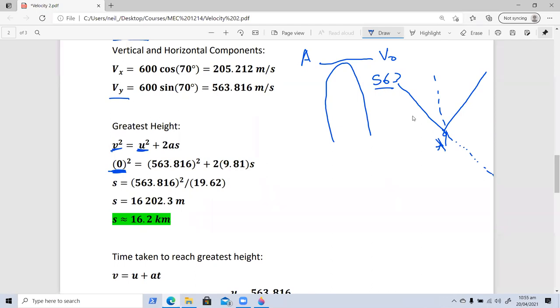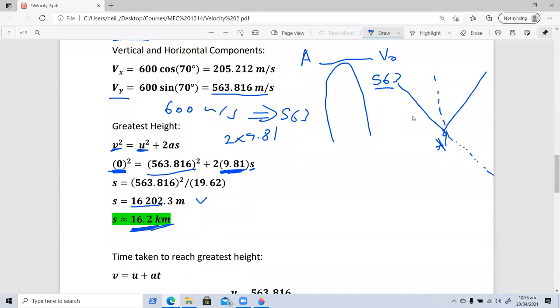U is the initial velocity, and the initial vertical component of that velocity is 563.816. Acceleration or deceleration as a result of gravity is 9.81, and S is the unknown, which is what we're trying to find. Now, solving for S, we get 563.816 squared divided by 19.62. 19.62 is just 2 times 9.81, right? Plug this into the calculator, we get 16,202.3 meters. Converting to kilometers, we get 16.2 kilometers.